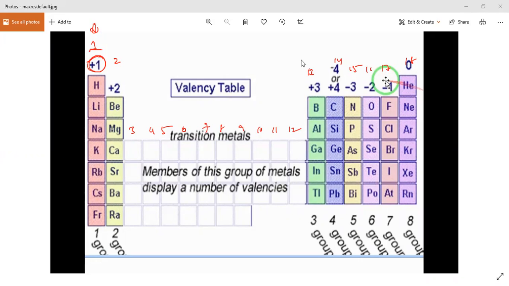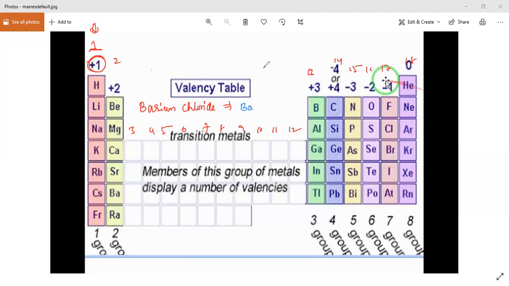Now I'll explain the formulas. Suppose I ask you to write the formula for barium chloride. What is the formula? BaCl. Barium chloride, BaCl. That is the mistake you will make. Sorry, BaCl2.